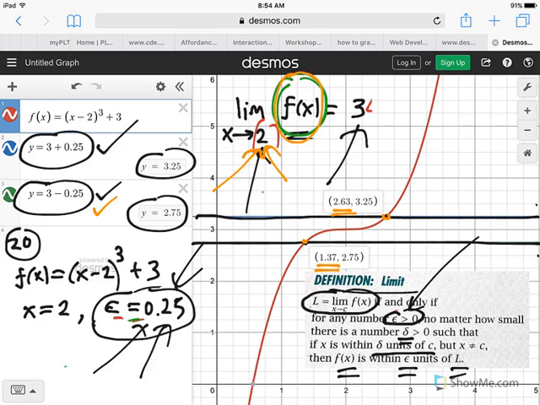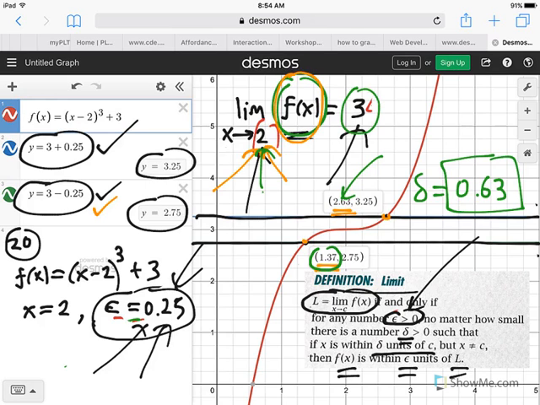So if I have x values that are within 0.63 units from 2, again, how do I get 2.63? It's 2 plus delta, 2 plus 0.63, or you can do 2 minus 0.63 to get 1.37. So when you have input values that are within 63 hundredths of 2, then I know that I will have output values that are within 25 hundredths of the limit.